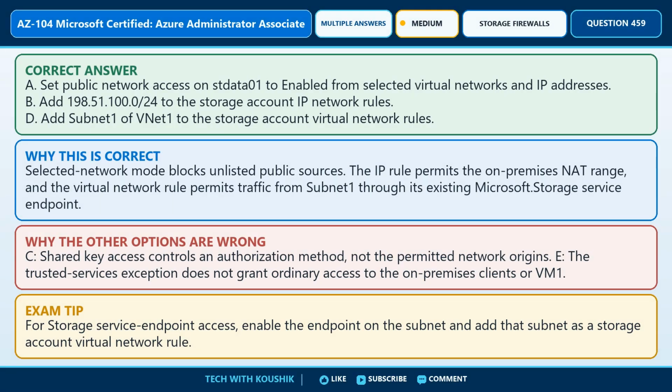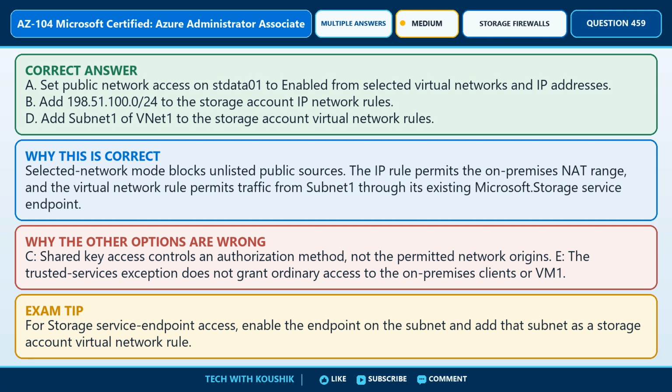The choices that satisfy the requirement are option A. Set public network access on STATA01 to enabled from selected virtual networks and IP addresses. Option B. Add 198.51.100.0/24 to the storage account IP network rules, and option D. Add subnet 1 of VNet1 to the storage account virtual network rules. The reasoning is as follows. Selected network mode blocks unlisted public sources. The IP rule permits the on-premises NAT range, and the virtual network rule permits traffic from subnet 1 through its existing Microsoft Storage Service endpoint.